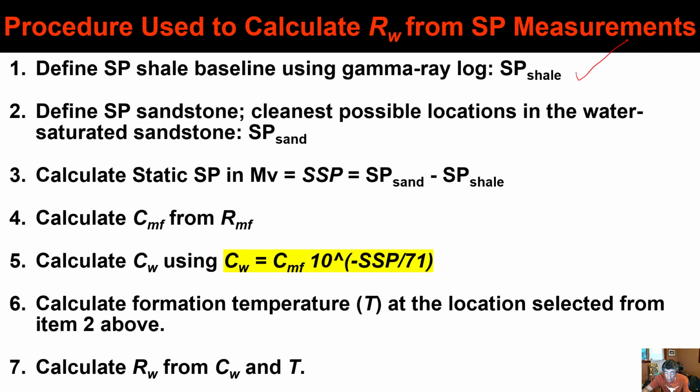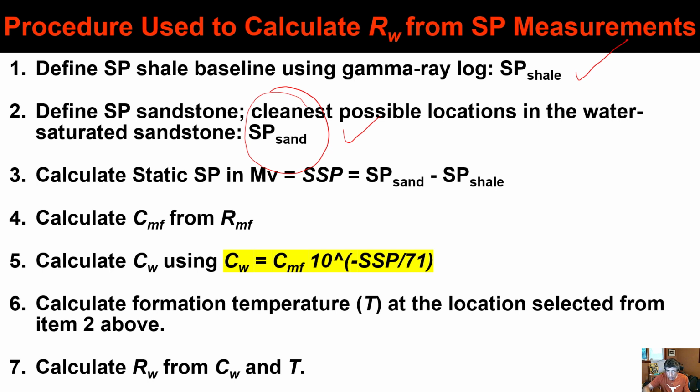Then we have to locate the best possible sandstone or rock that has the best conditions for calculation of RW. That means: minimize the presence of shale, number one. Second, maximize the thickness of the sandstone. Minimize as much as possible the effect of invasion. Minimize the presence of hydrocarbon. Make corrections for borehole size if necessary. All of that will give us a good place where we want to record and take note of the SP.